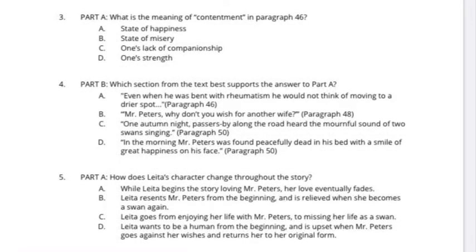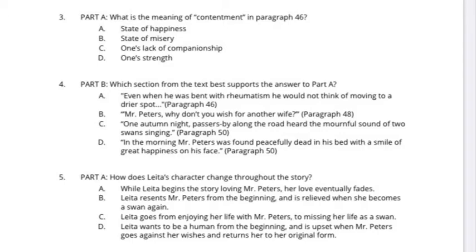Number 3 is another question that says part A. And if you look at number 4, it says part B. That means those two questions go together. Part A says, what is the meaning of contentment in paragraph 46? For this, you're going to have to go back in the story and look at paragraph 46. Read the sentence that has the word contentment and read the sentences around it and decide, what do you think contentment means? Once you do that, go to number 4, part B.